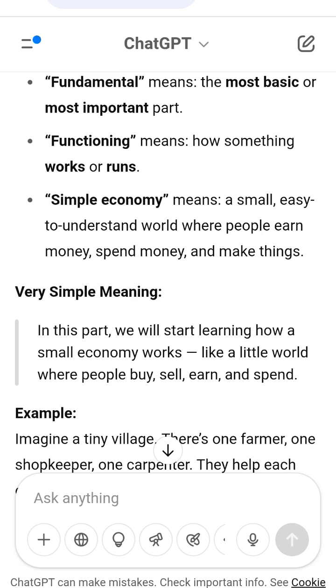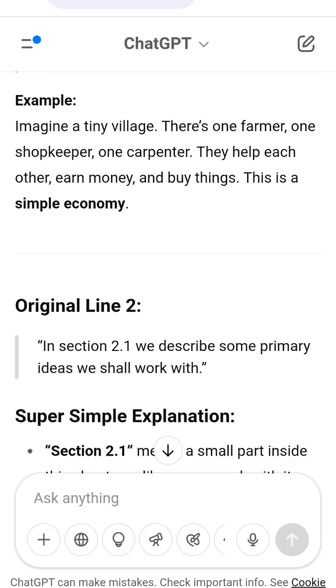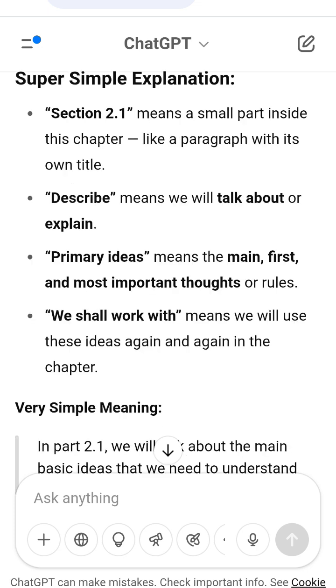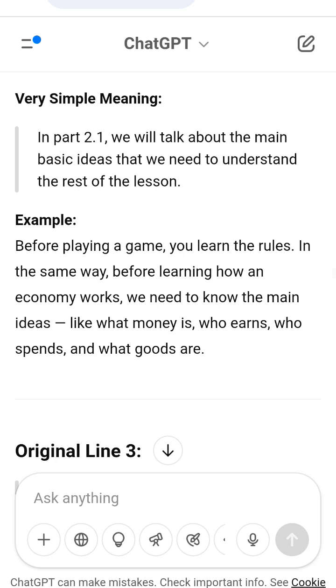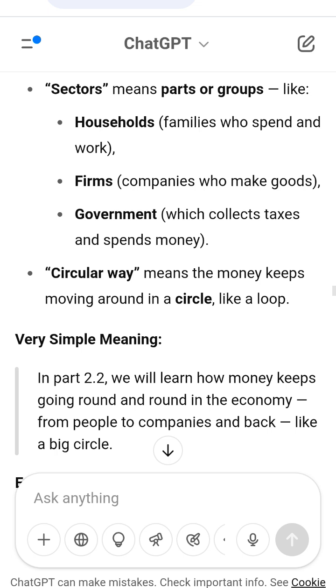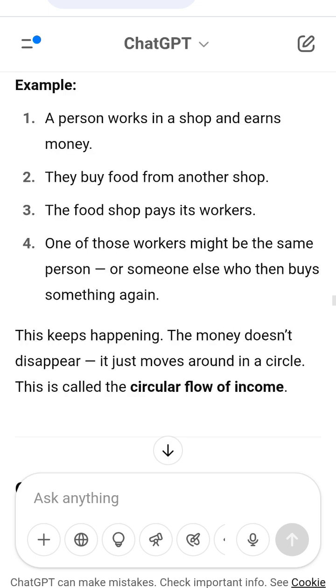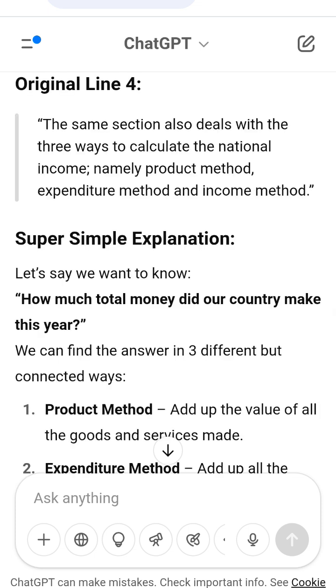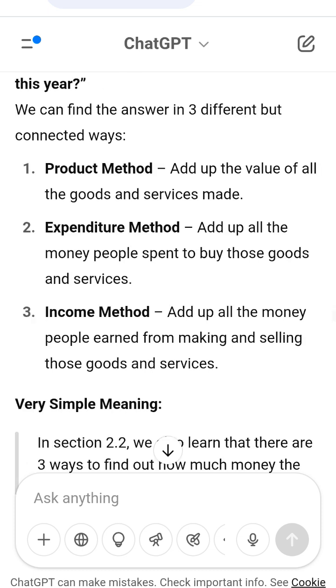3. Also in section 2.2, 3 ways to measure a country's income. We can find out how much money the whole country makes in 3 different ways, and they all give the same result if done correctly. 1. Product method. Add up the value of all the things made, like wheat, cars, clothes. 2. Expenditure method. Add up all the money people spent to buy those things. 3. Income method. Add up all the money people earned from making and selling those things. Why do we need 3 ways? It's like checking your test score by using a calculator, a spreadsheet, and asking your teacher. 3 ways to be sure the number is right.